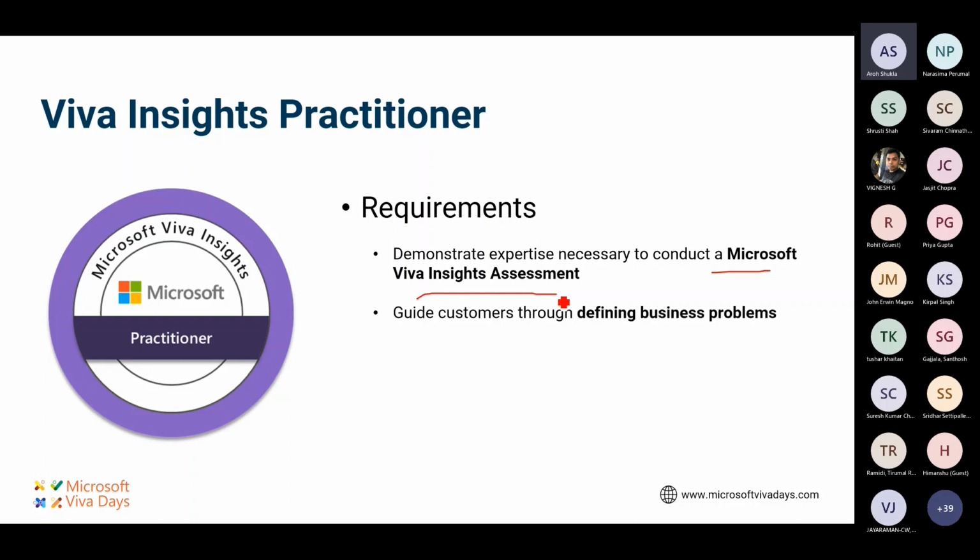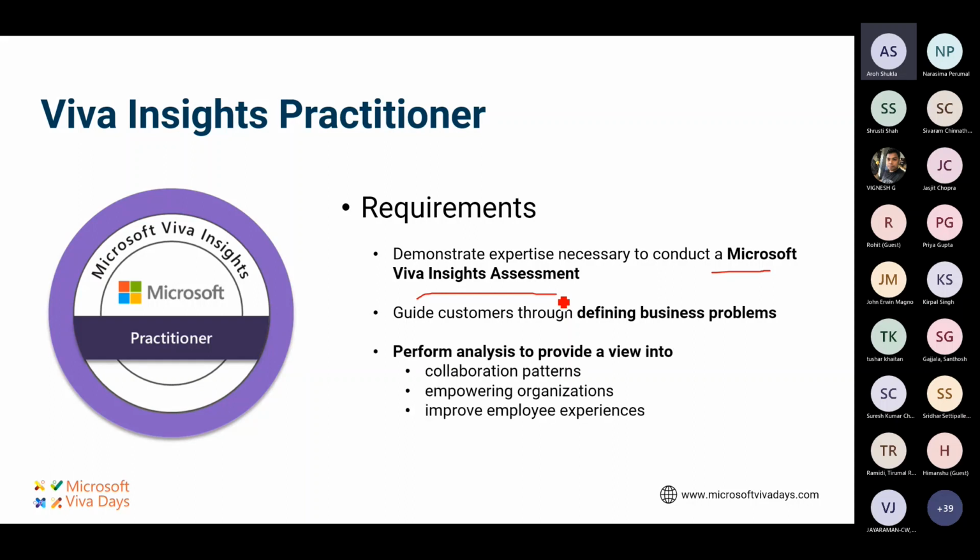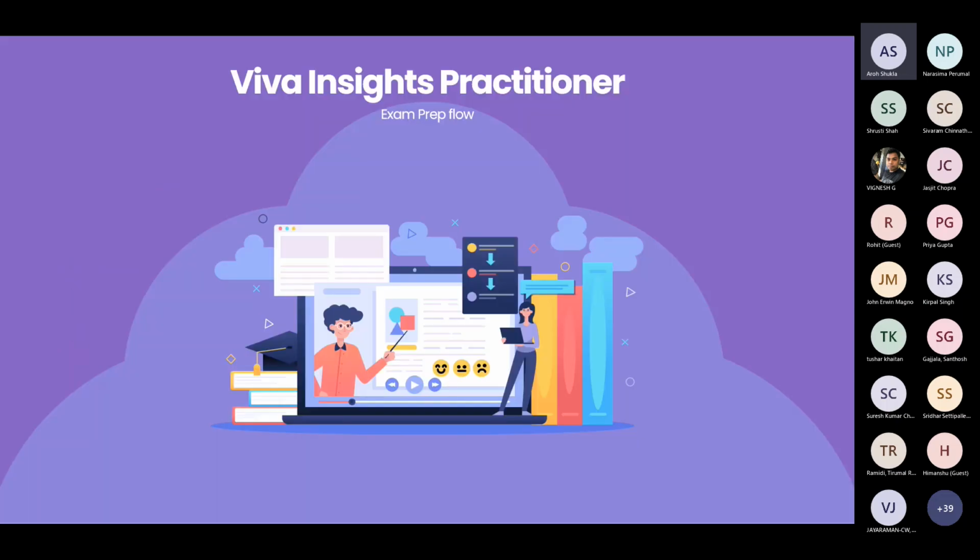Okay. Second thing is we have to define for our customers what the business problems are and how they can solve the issues. And the second thing is how we can show the collaboration pattern, how we can empower the organizations, and the third one, how to improve the employee experience. These are the 3 themes which Viva Insights and the practitioner actually work on. Very important things.